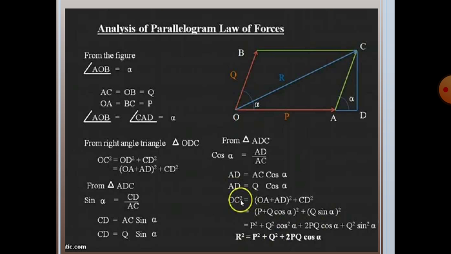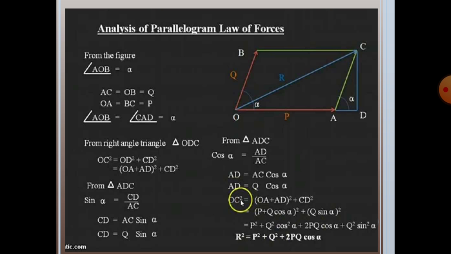Let it be. Consider the another right angle triangle ACD. Here using trigonometric ratios, we get sin alpha is equal to CD by AC, that is CD is equal to AC sin alpha. AC we know it is Q, therefore CD is equal to Q sin alpha.